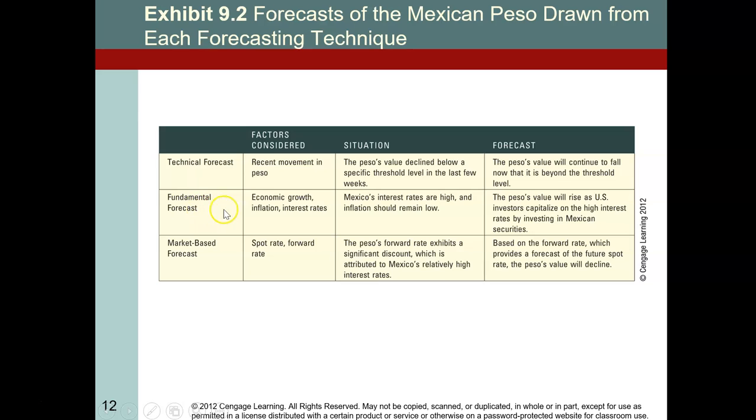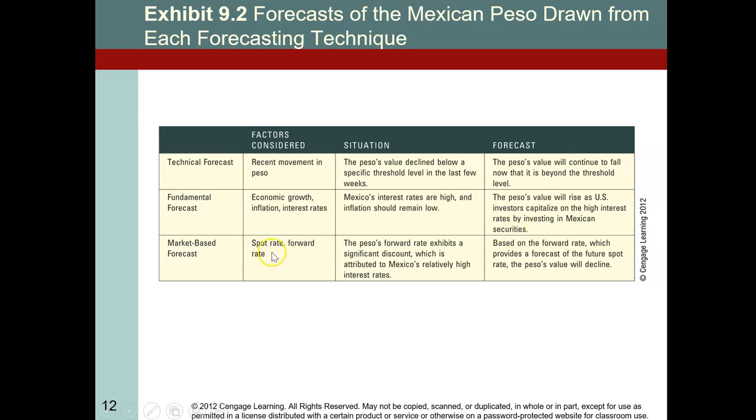Fundamental forecast considers economic growth, inflation, and interest rates. Mexico's interest rates are high and inflation should remain low. So the peso's value will rise as U.S. investors capitalize on the high interest rates by investing in Mexican securities.